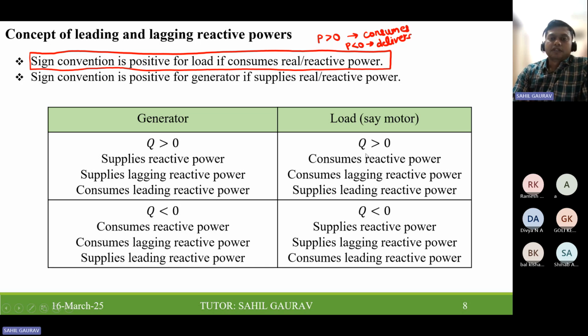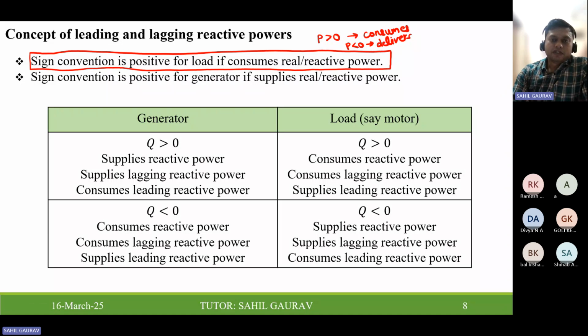And for load, you can say that if Q is positive, that means it consumes reactive power. You can also say that it consumes lagging reactive power, and in other words, that it supplies leading reactive power. And if Q is negative, it supplies reactive power. You can also say it supplies lagging reactive power, and in other words, that it consumes leading reactive power.